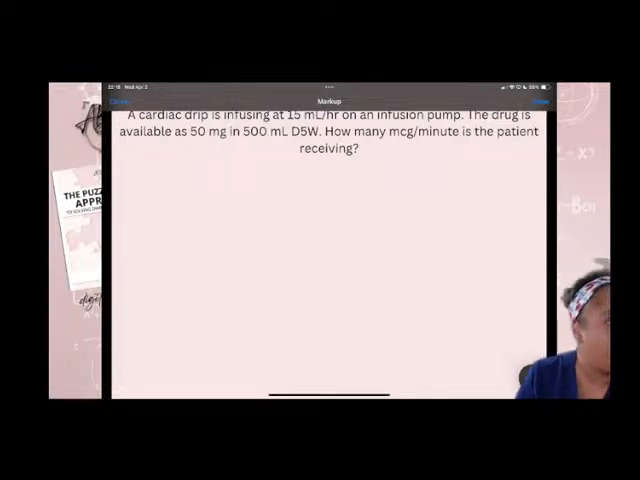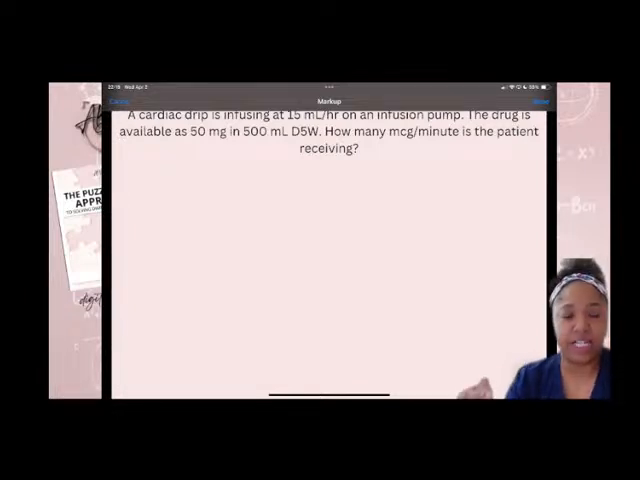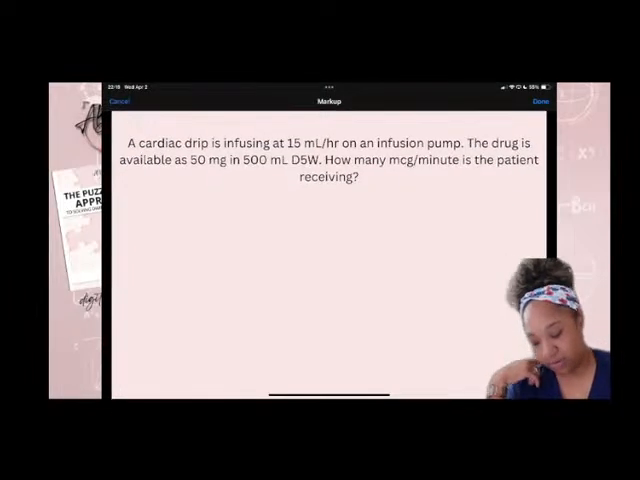How often are milliunits used in dosage calculations? You might see milliunits used in maternal and OB, because you have Pitocin, and it's usually ordered as milliunits and the bag is in units. So that's when you would see that most of the time. Okay. All right. Boom. A cardiac drip.